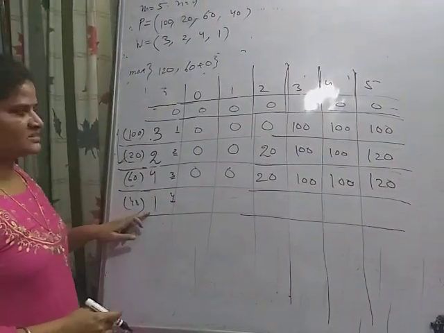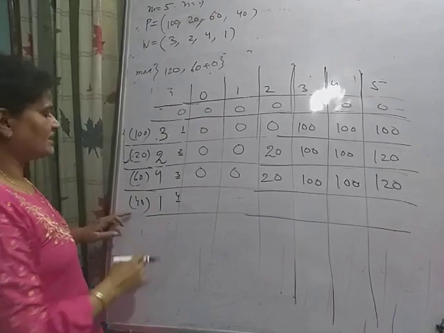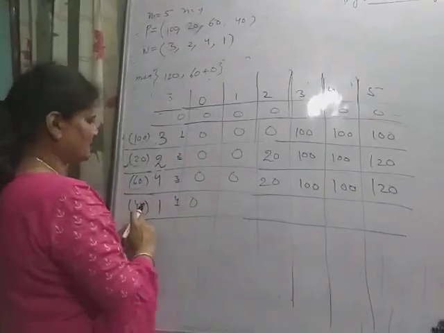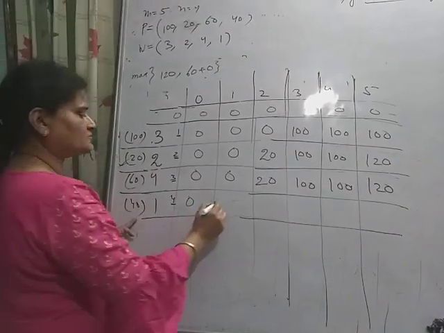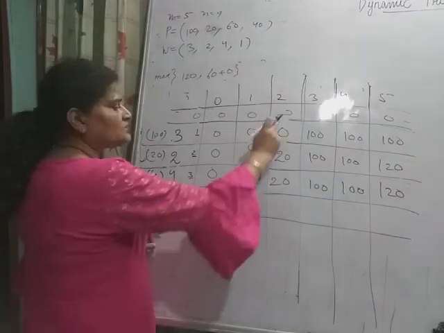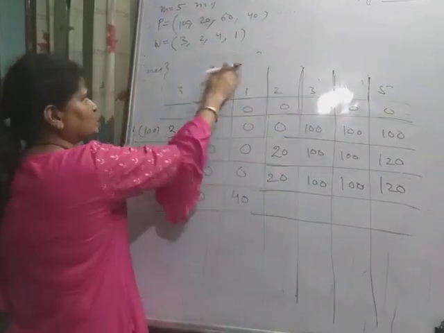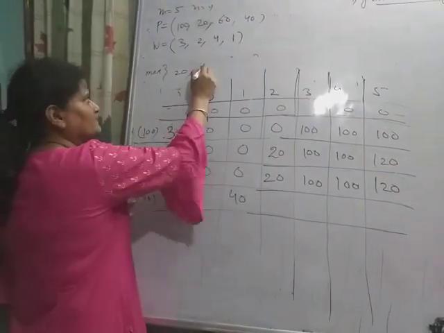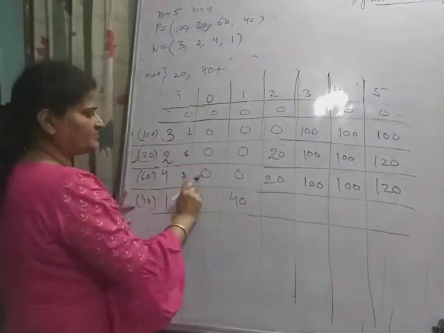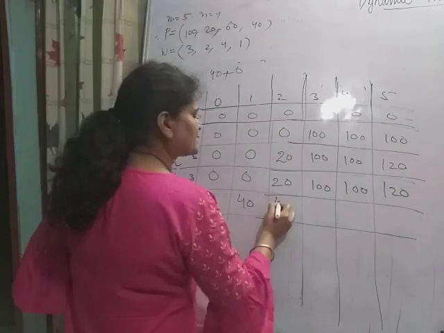Now come to this one. So 1, 1, 0. 1 minus 1 is 0. But here 0, and if we include it, 40. So here the profit earned is 40. Now when we consider 2, the previous entry is 20, and if we include it, 40. 40 plus 2 minus 1 is 1. At 1 it is 0. So the profit is 40.